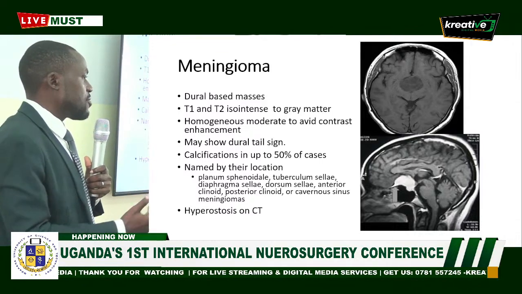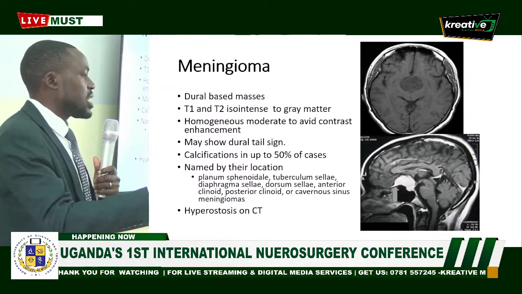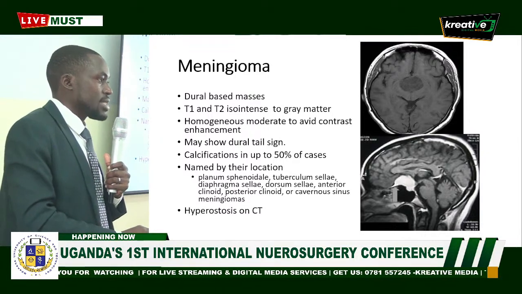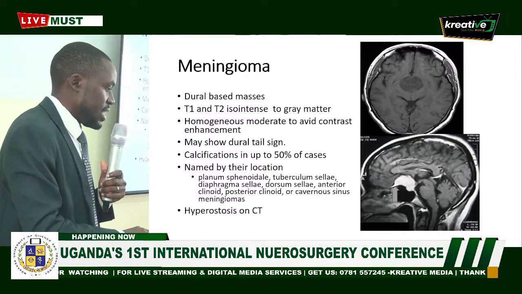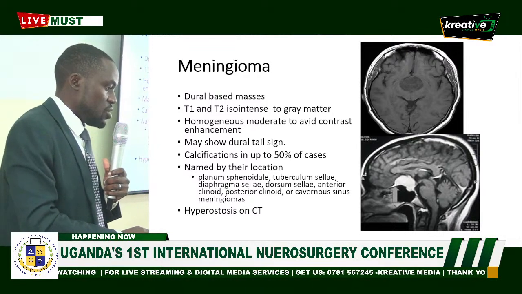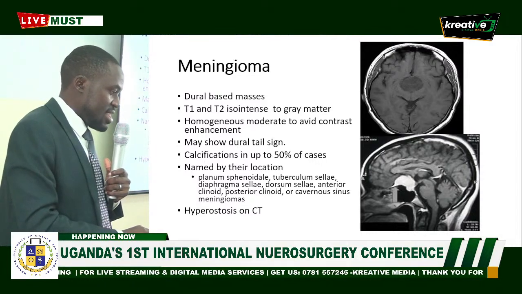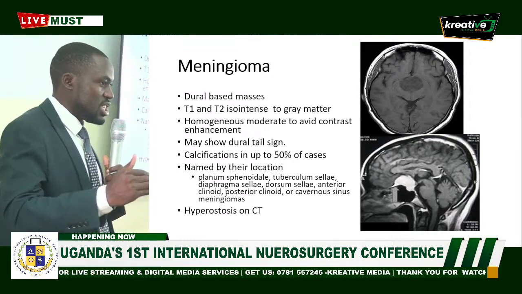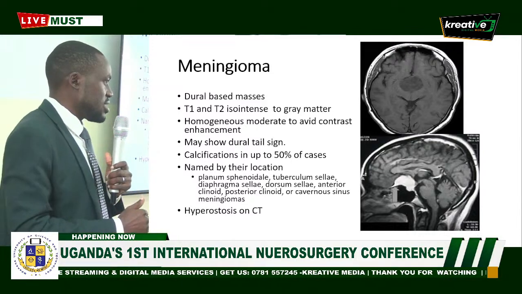Some of these features are similar to other meningiomas elsewhere, such as the dural base, because we know these are dural in origin, and they will tend to have a dural tail. If you have a look at this sagittal MRI image of mine, you can see this little extension like a tail. Because its origin is based on the dura, it will have that extension. Not always, but most times.